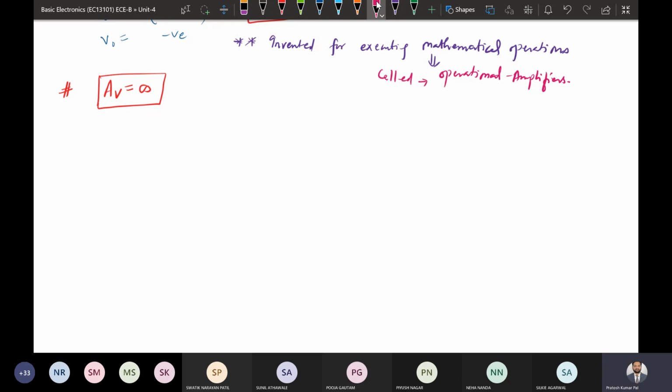Because it was basically used in cases like mathematical operations such as addition, subtraction, multiplication and logarithmic functions. These are different applications of the operational amplifier. Basically it was invented for those mathematical operations only. That's why it was called operational amplifier.